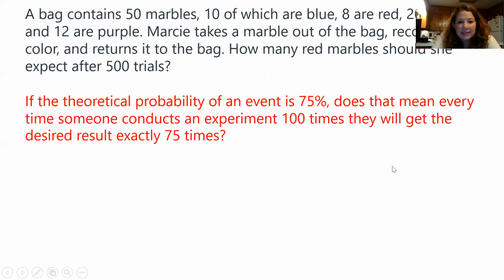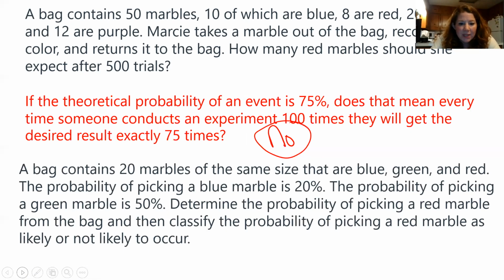All right, let's see what the next one says. If the theoretical probability of an event is 75%, does that mean every time someone conducts an experiment 100 times, they will get the desired result exactly 75 times? You guys know that's not true. No, it doesn't mean that. Just because you do an experiment and you get an event 75% of the time doesn't mean the next person that does that experiment is going to get the same result as you. No, that's not what it means.